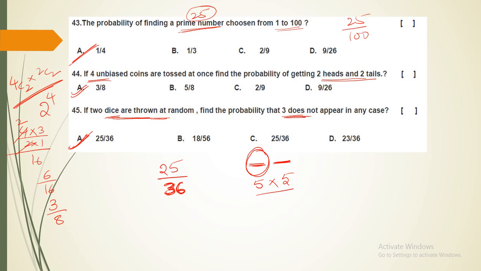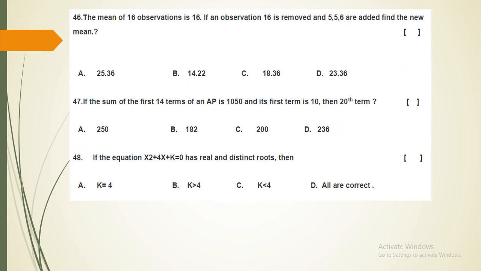Understand this. Since 3 does not appear in any case, on the first die you should not get 3. In how many ways can you fill the first die? You can fill it with 5 numbers. The same way, the second die can also be filled with 5 numbers. So 5 into 5 is 25, so 25 by 36. Next, moving on to one more question.